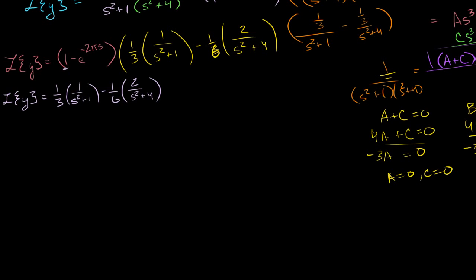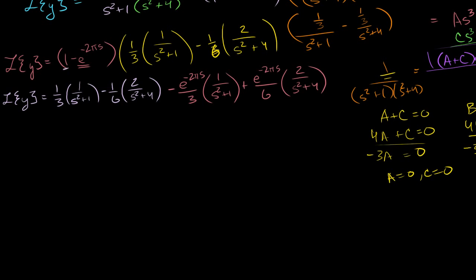So this, and then you get, let me switch colors. Do the minus e. So then you get minus e to the minus 2 pi s over 3 times 1 over s squared plus 1. And then the minus and the minus cancel out, so you get plus e to the minus 2 pi s over 6 times 2 over s squared plus 4.